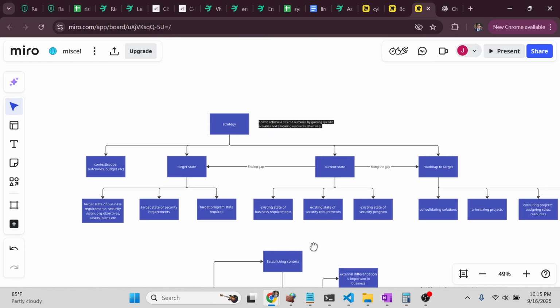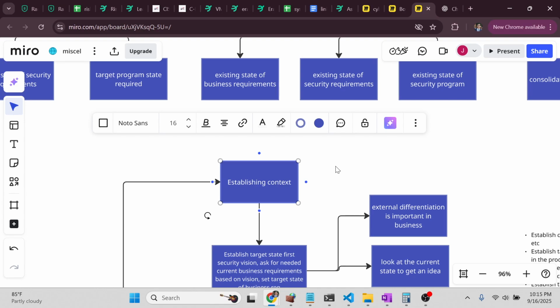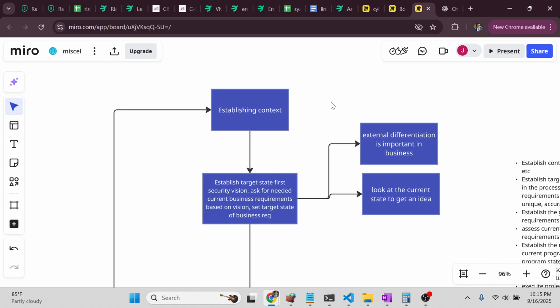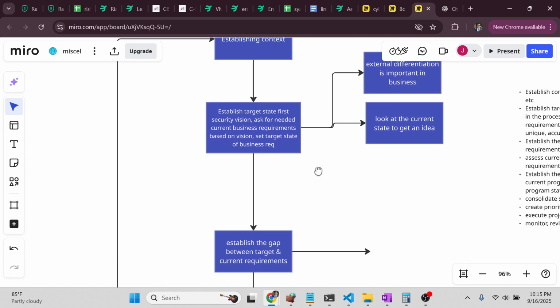So how would you do the strategy and the roadmap process? And this is how it's done. You would be establishing context, and part of the context is what is the scope, what is the budget, what is the outcome that you are hoping to achieve, and that is very important because everything else will be in that area that you have defined in this context. So part of the context, of course, scope is part of the context. Then the first thing would be what is the target state of the business requirements? So what do you think? What is your vision for security?